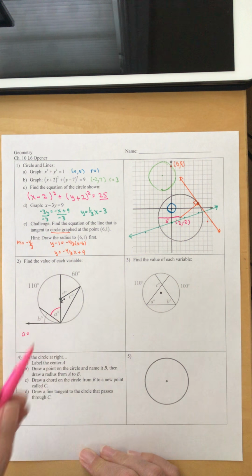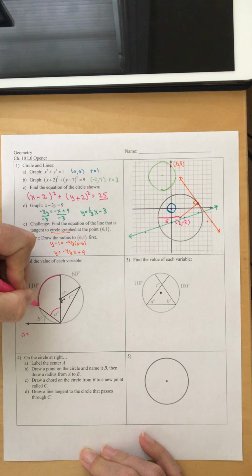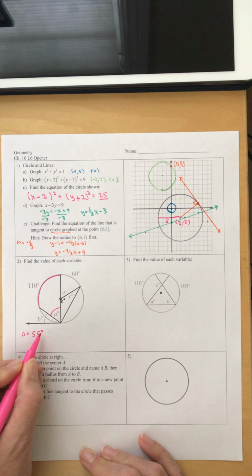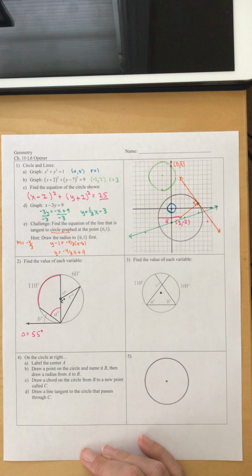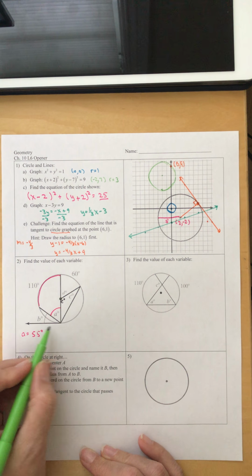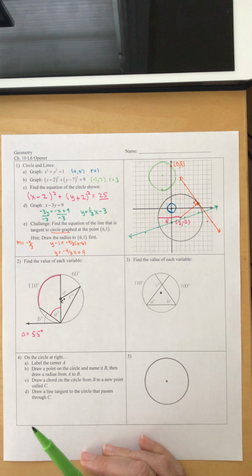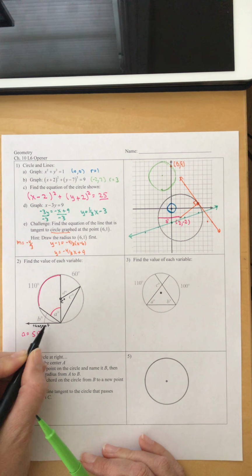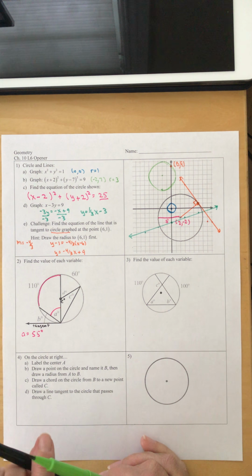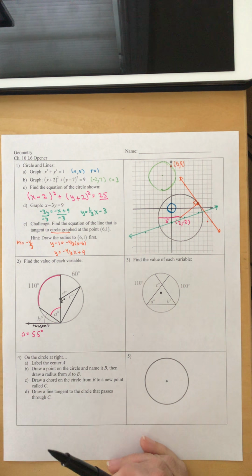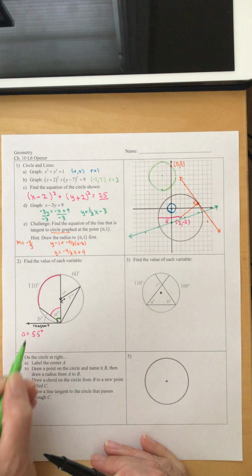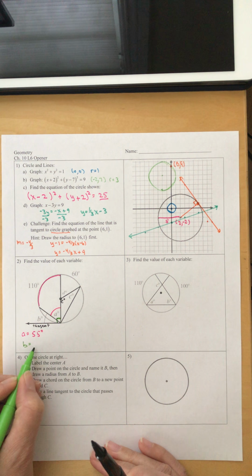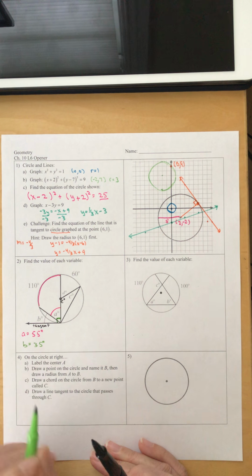So angle A, if this arc is 110, then the inscribed angle is half of that. So half of 110 is 55. And the tangent line, this is probably the one that you're least familiar with, but I probably should have told you that this was a tangent line. So pretend that said tangent there. And if that is tangent, then this angle has to be a right angle. So that means that angle B is equal to 90 minus 55, or 35 degrees.